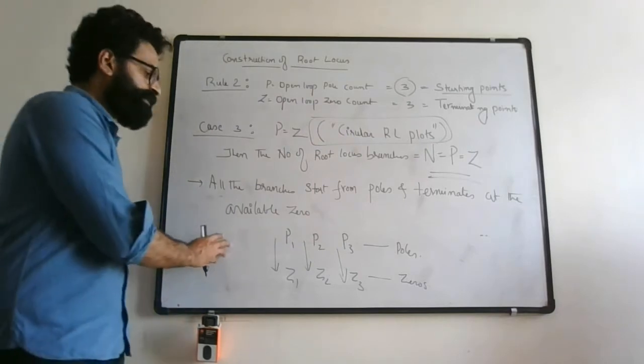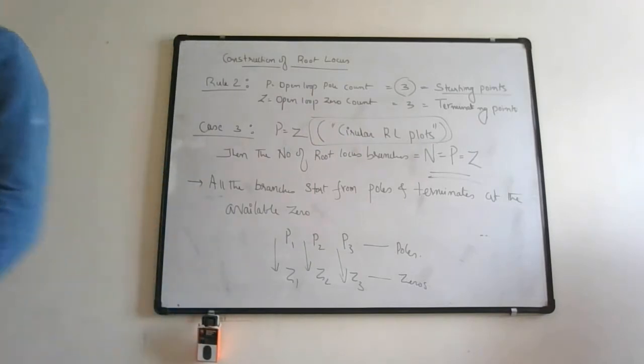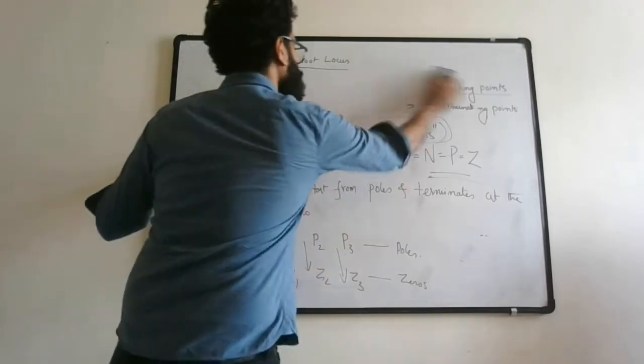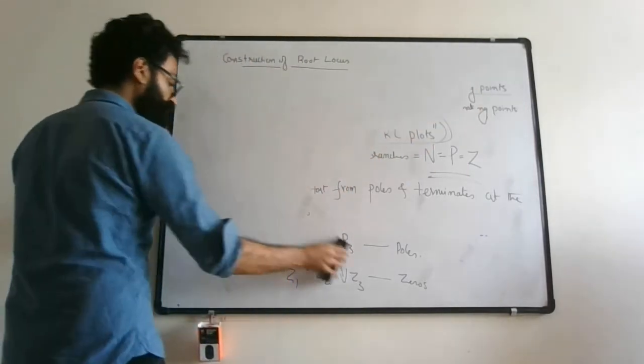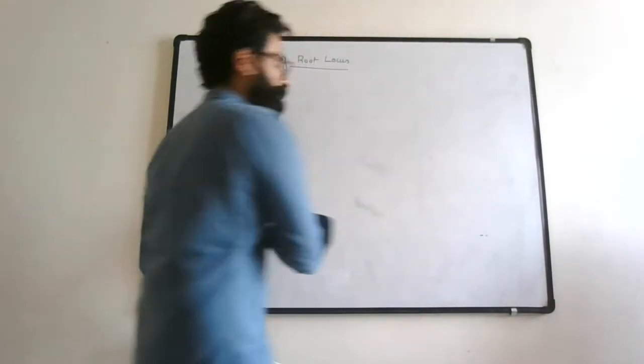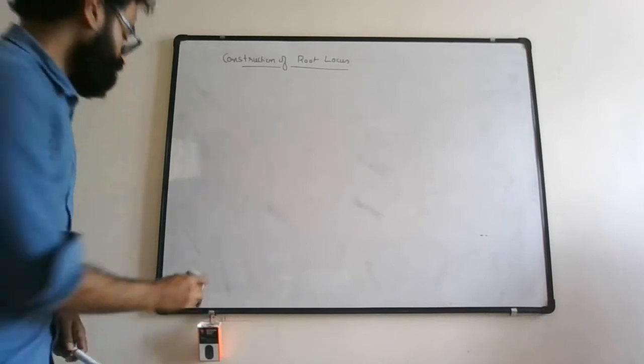Okay, so these are the three possibilities. So all the three possibilities are coming under which rule? Rule number 2, which is about the root locus branches. Okay, prediction of root locus branches. Next you have rule number 3.